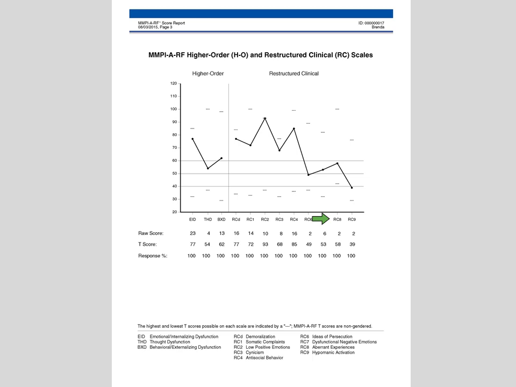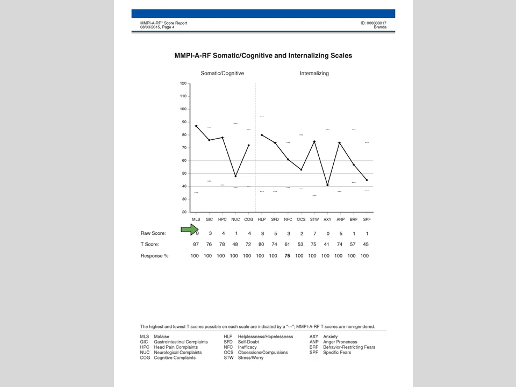We can now go on to the other domains that are available for interpretation on the test. The first one being somatic cognitive, and it's noted that she produces an elevation of 72 on this scale. And when we flip over to the somatic scales, she elevates all of them: malaise, gastrointestinal, head pain, cognitive functioning. All of those scales are elevated with the exception of neurological complaints. So somatization is going to be a significant defense mechanism for Brenda, in addition to acting out.